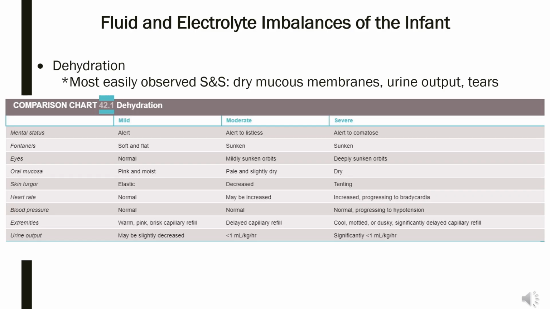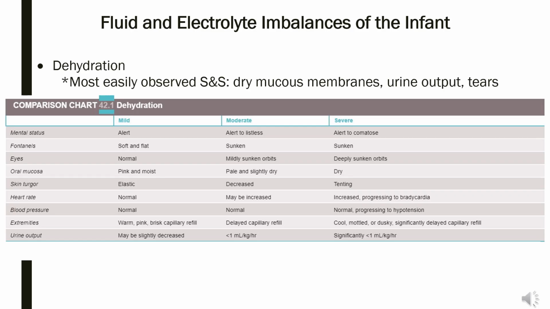As dehydration worsens, we begin to see changes in mental status. A mildly dehydrated infant is alert. With moderate dehydration, the infant may become listless. In severe dehydration, the infant may become lethargic or even comatose.